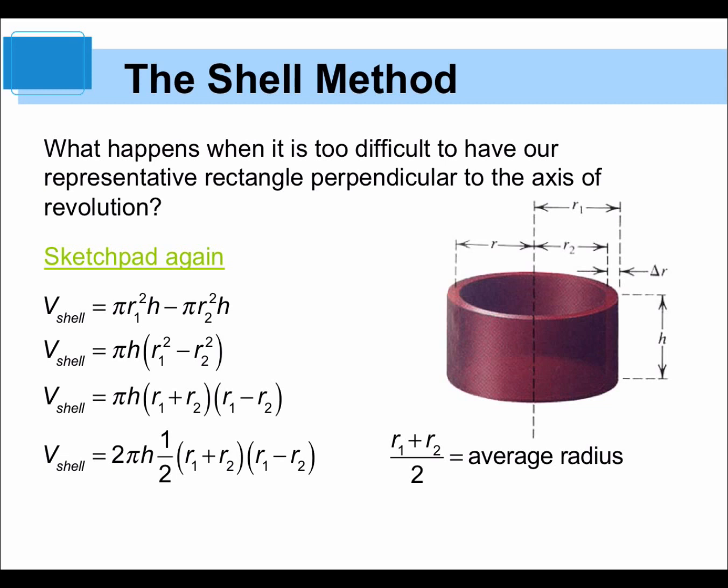Which one's delta R? R1 minus R2 is delta R. And R1 plus R2 divided by 2 is going to be R, the average radius. And then we're left with this mess over here. There's more coming, be patient. Delta R is the thickness of the cylinder, which we're going to turn into a dx, that's easy. And then R we're going to define in a second.